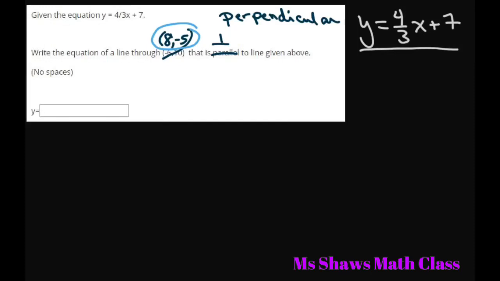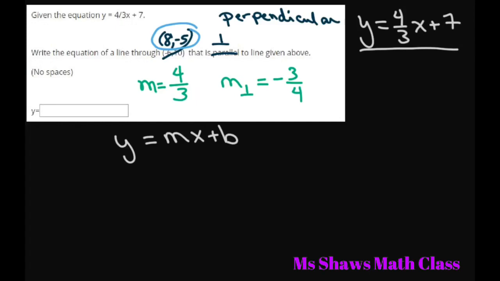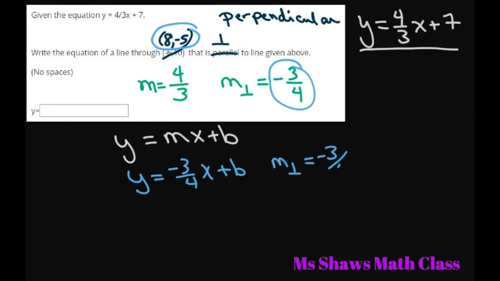So for perpendicular lines, what you do is take the negative reciprocal of 4/3. So the negative reciprocal gives you your perpendicular slope. So it's going to be -3/4. So we're going to write our equation, y equals mx plus b. We plug in our slope. So y equals -3/4 x plus b. That's because the perpendicular slope is -3/4.